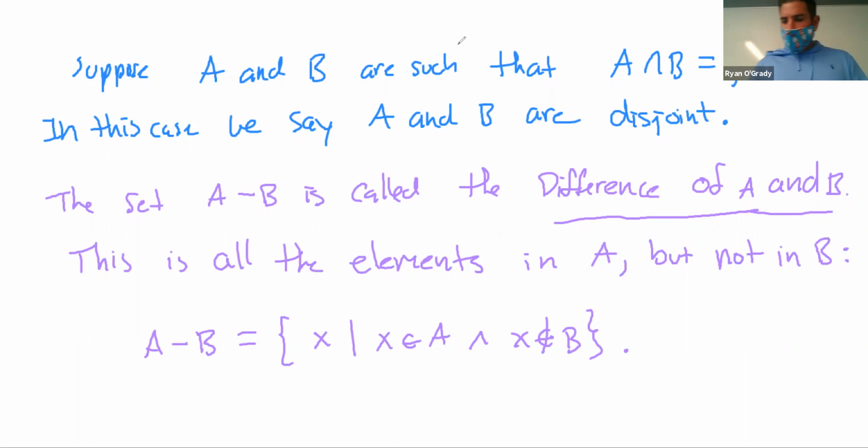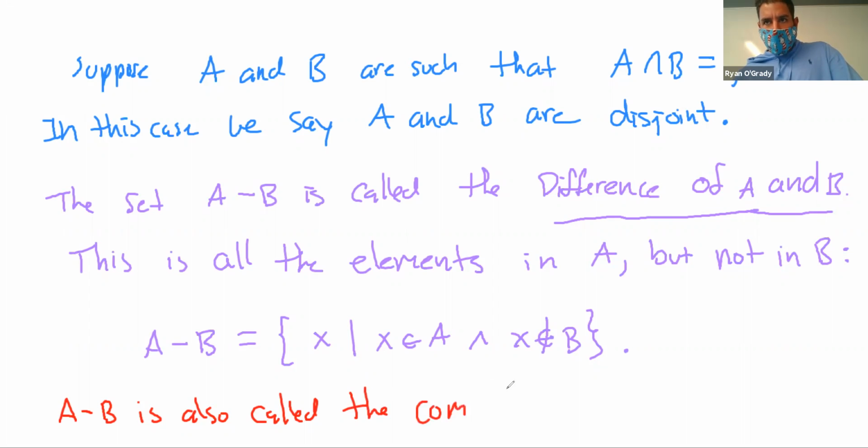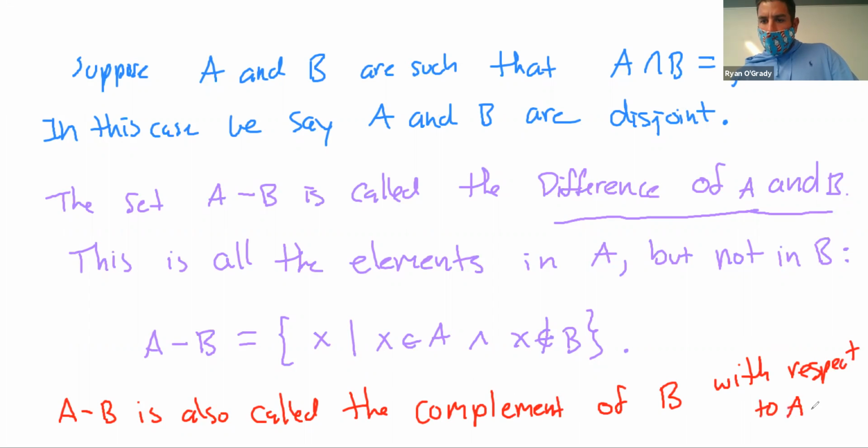Now, there's also a synonym for this, which some books, if you go on the internet or textbooks, might use. A minus B is also called the complement. We can't spell today. It's complement, E. So you've got to be careful. It's called the complement of B with respect to A.